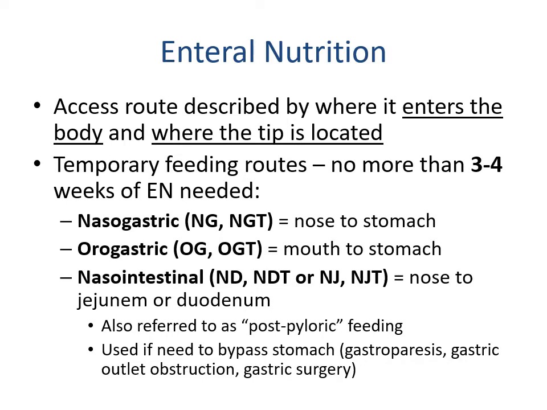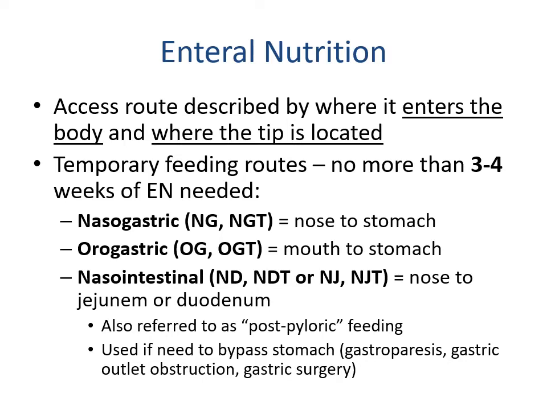We have the orogastric, OG or OG tube, and this starts in the mouth and goes to the stomach. So that, yes, kind of like a frog with a fly or some kind of critter, there's always a tube in the corner of your mouth.